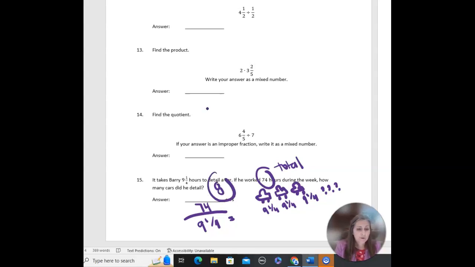So this is an overview of using multiplication and division with mixed numbers. Again, I showed you a couple of tricks. You can convert mixed numbers to improper fractions, or you can use your calculator. But I hope this has been helpful for your next section in Hawks.